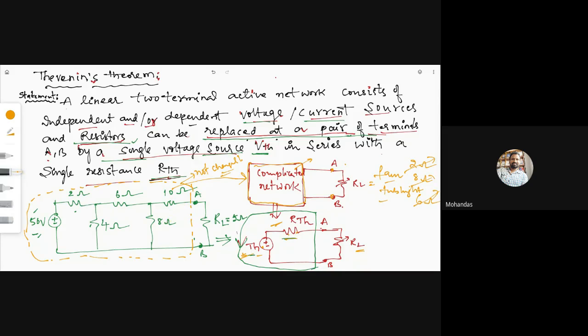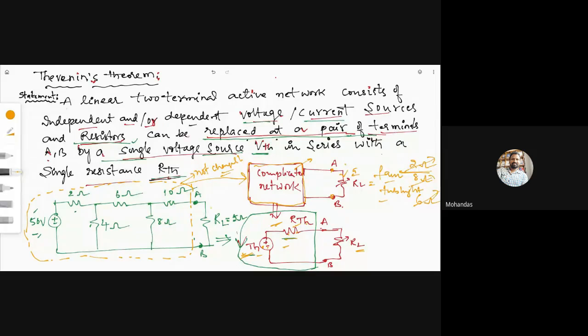So if you are able to convert it into a simple circuit for a load resistance RL equal to 2 ohms, if you are able to calculate V Thevenin and R Thevenin the first time, then while calculating the current through the particular load, we will use this Thevenin circuit. V Thevenin and R Thevenin you can easily calculate. That is the advantage of this Thevenin theorem, right? We will be knowing the advantage while solving the problems one by one. So this is about Thevenin's theorem.